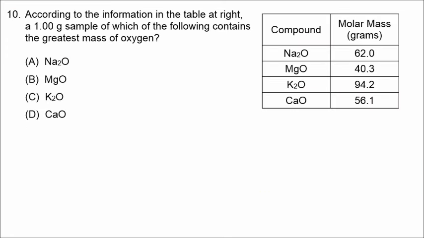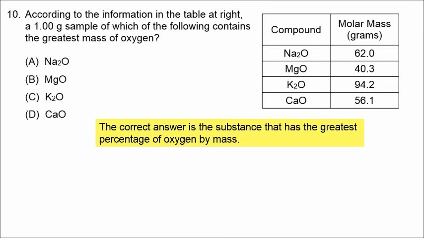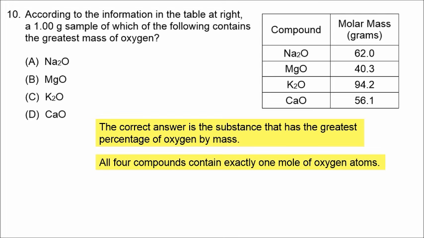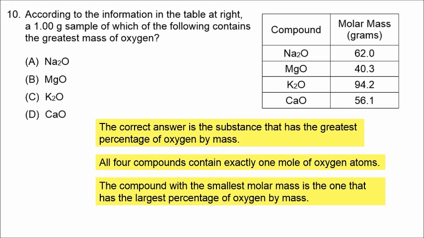In number 10, all 4 of these compounds contain exactly 1 atom of oxygen, and it's asking for which of them contains the greatest mass of oxygen in a 1 gram sample. So the correct answer is going to be the substance that has the greatest percentage of oxygen by mass, and since all of them contain exactly 1 mole of oxygen, whichever substance has the smallest molar mass is going to be the one that has the largest percentage of oxygen by mass. So the correct answer in this case is B, magnesium oxide, because it has the smallest molar mass and the largest percentage of oxygen by mass.